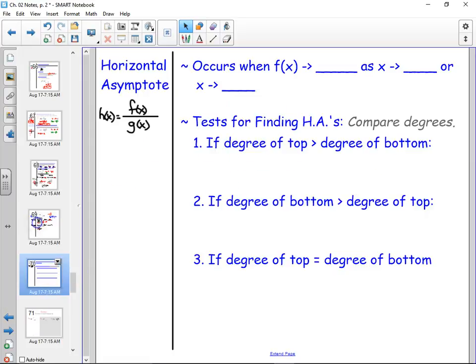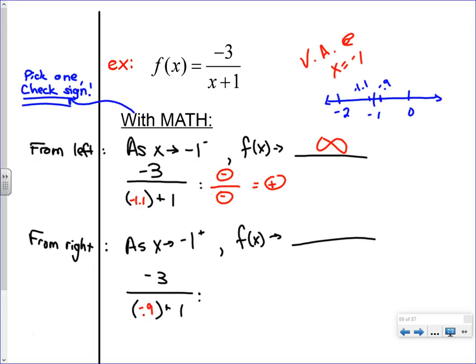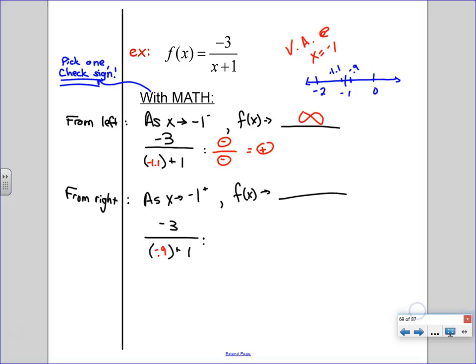There. Okay. Did you guys already check the sign of the next one? What'd you get? On top, -3 is going to stay negative no matter what, so no big deal. Negative on top. On bottom, -0.9 plus 1, -0.8 plus 1, -0.99 plus 1. Anything you chose close to -1 is going to still be a positive. And a negative over a positive is a negative. So hence my answer is done.